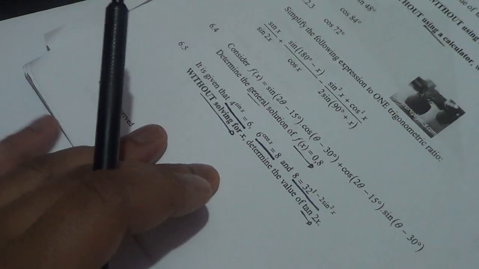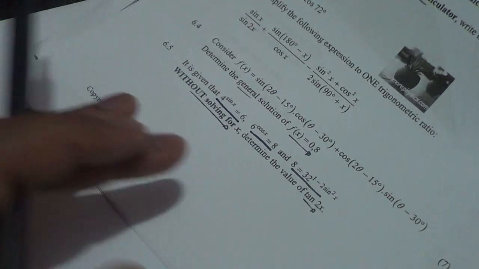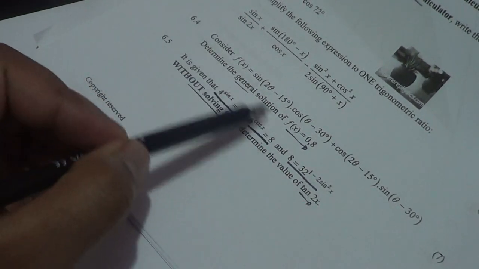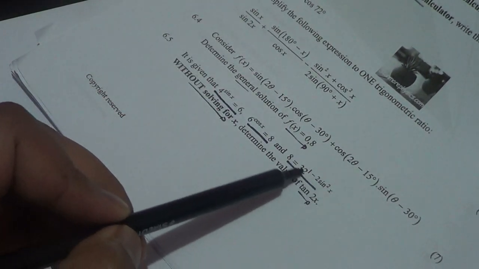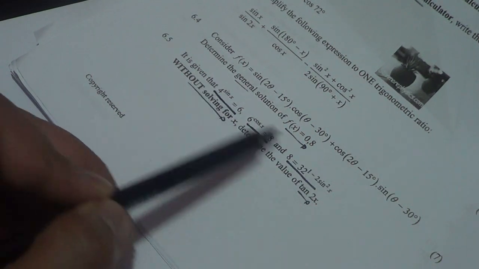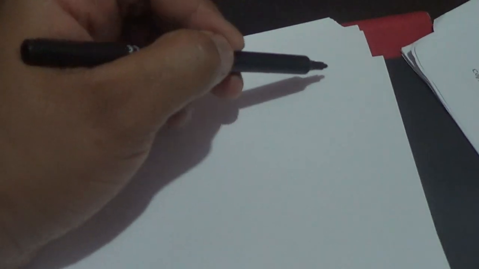Alright, so what do you do when you have a situation like this? I always choose the most complicated and start working my way to the least. I mean, look, this one is more complicated than this one, so I will start with that one and work my way back. So 6.5, here you just need to understand exponents, but you're going to use them in that tricky mode, trigonometric mode.